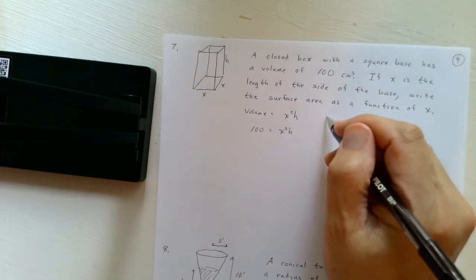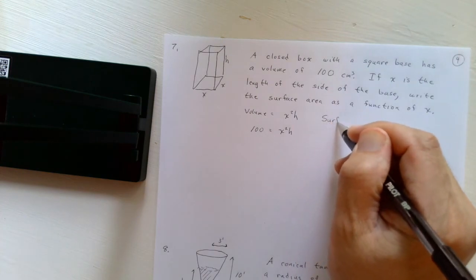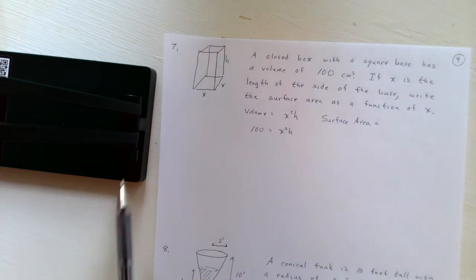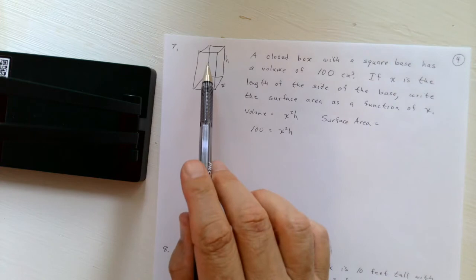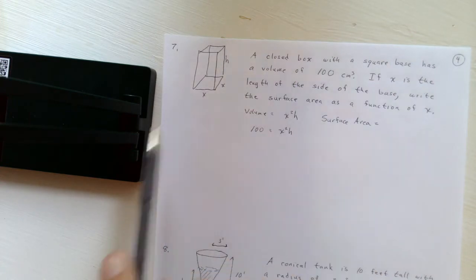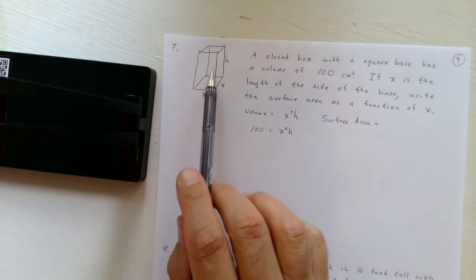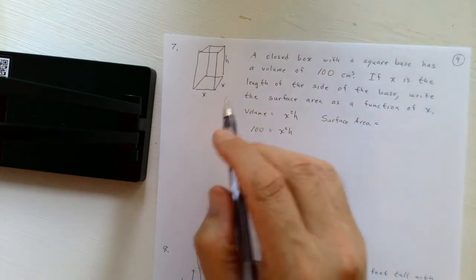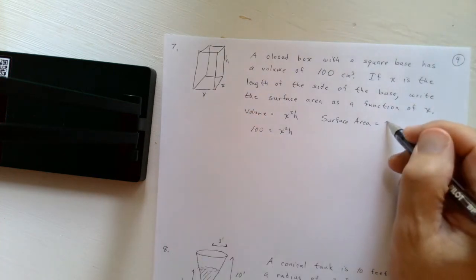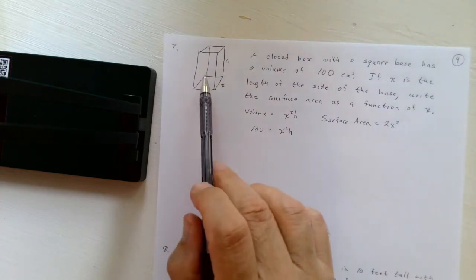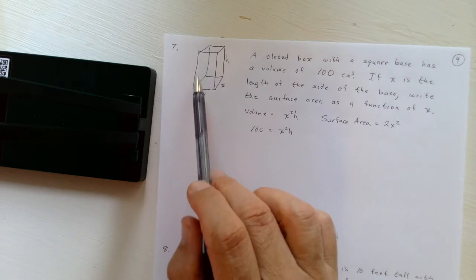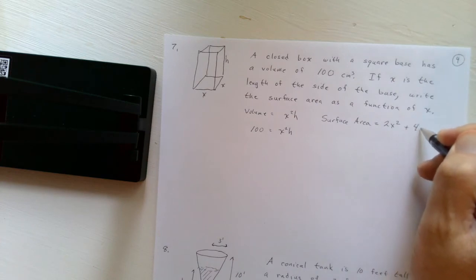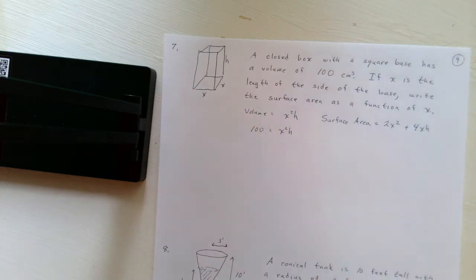Now at the same time we figure out what the surface area is. Well, there are going to be 6 sides altogether. We include the top because it's closed. And the area of the top and the bottom will be x times x, that's x squared. So it's x squared plus x squared, that's 2x squared. And then these 4 sides, the area of each side is this rectangle, x times h. So this is going to be 4 times xh. So that's the surface area.